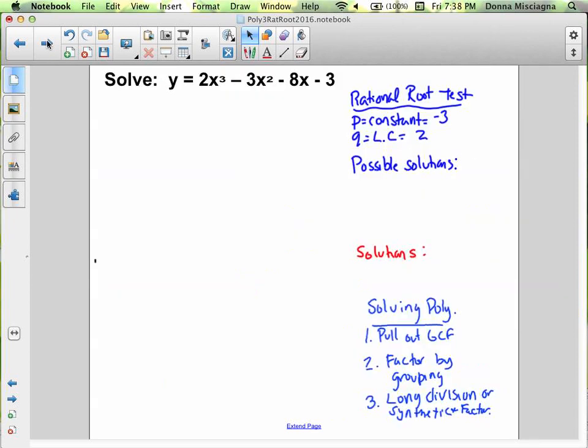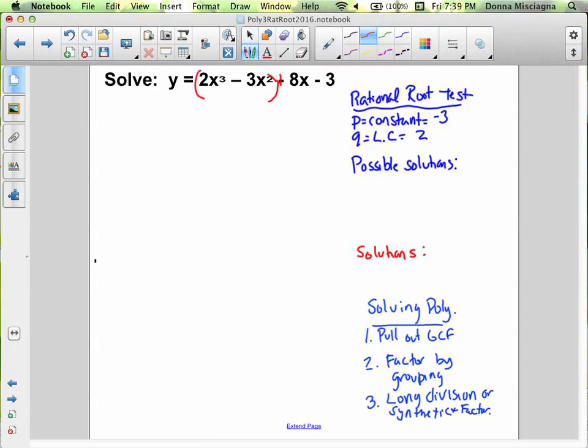All right? Let's go on to this one. When I'm choosing a technique to solve, I always look for the factoring ones first. And then if that's not going to work, then I go to the rational root test. So here, pulling out a greatest common factor is not going to work. There is no number, other than 1 or negative 1, that divides evenly into 2, negative 3, negative 8, and negative 3. So there's no common term, so pulling out a greatest common factor is not going to work. Factor by grouping just doesn't even look promising.